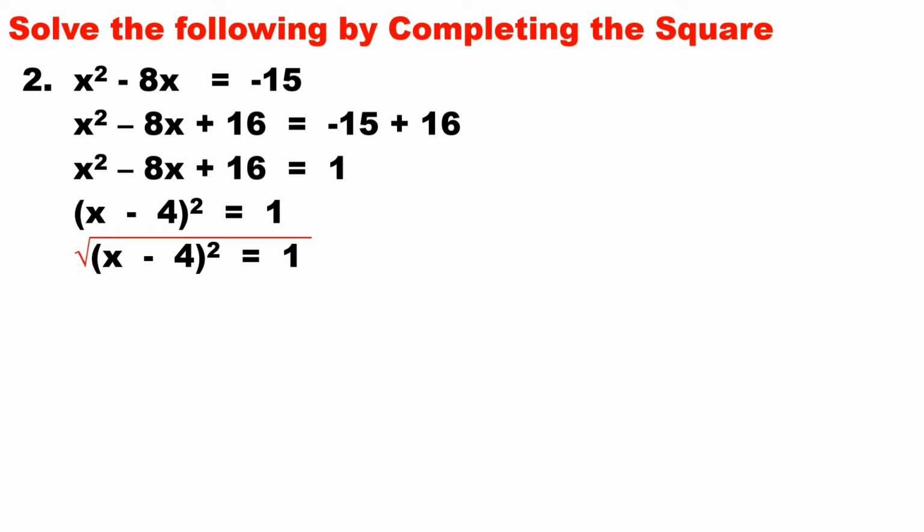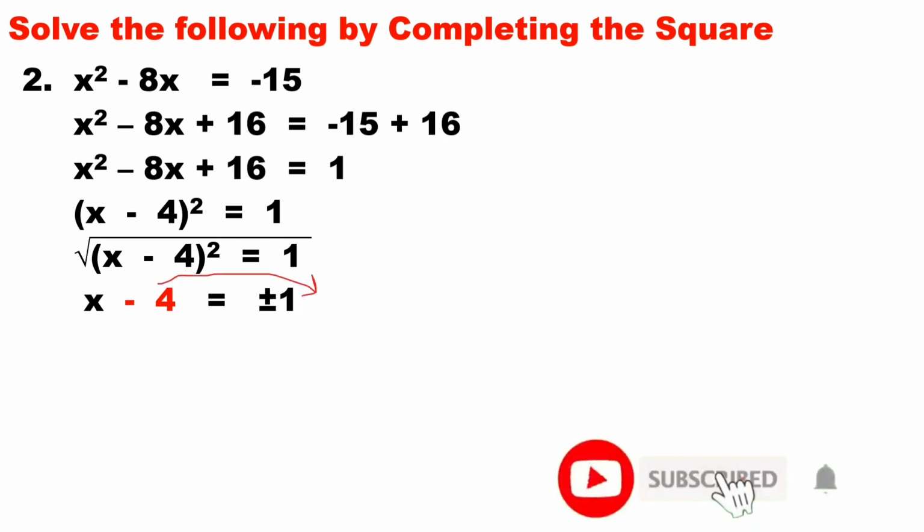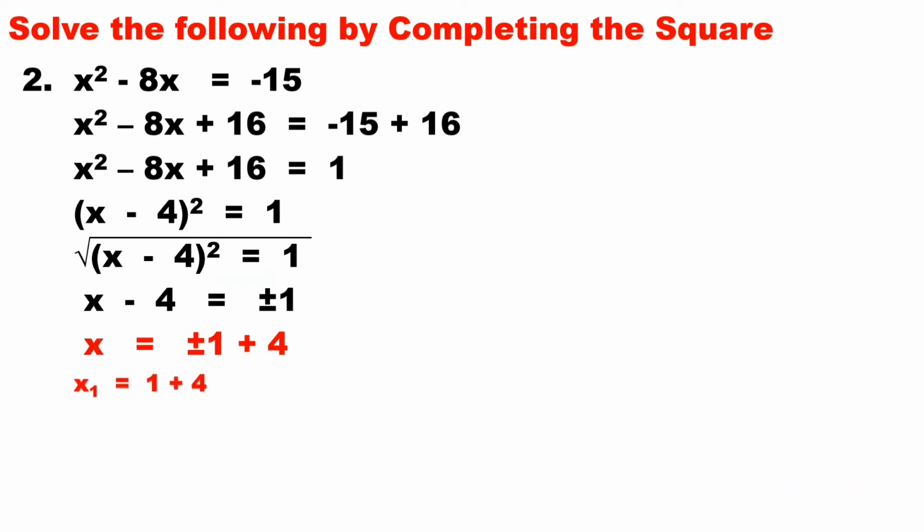Again, to remove the squared on the left side, extract the square root of both sides. Square root of quantity x minus 4 squared equals x minus 4, square root of 1 equals positive and negative 1. Transpose negative 4 to positive 4 to the right. X equals positive and negative 1 plus 4.